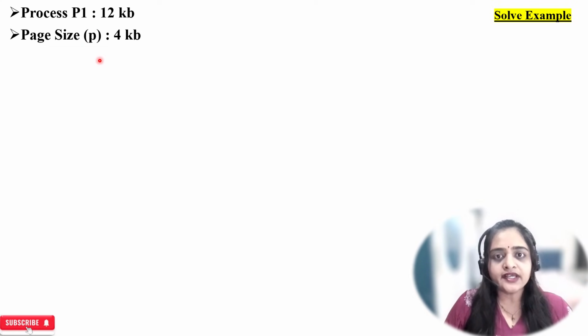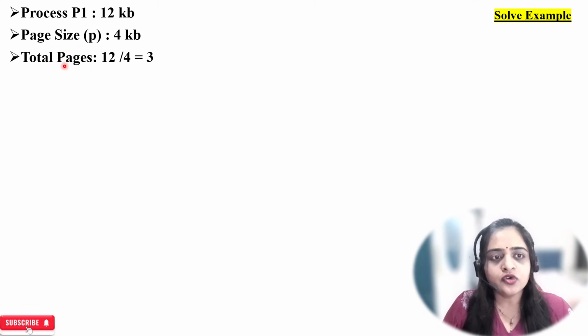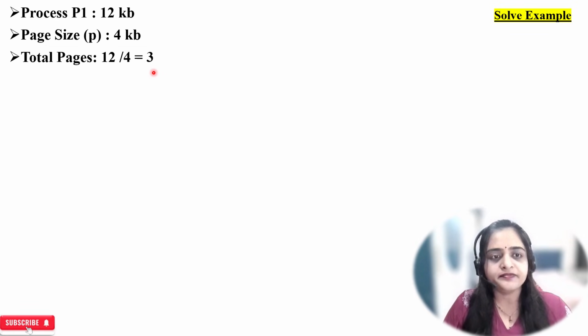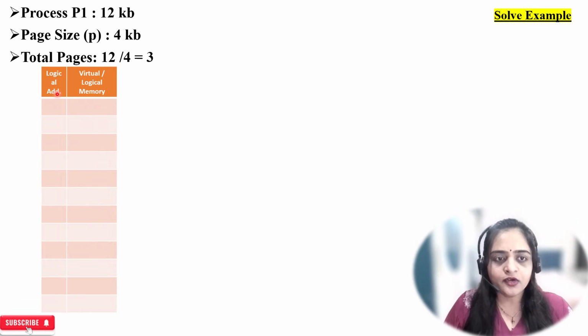Now you have to calculate how many pages have been generated in logical memory. The formula is total pages equal to P1 memory, that is 12 KB, divided by page size. So 12 divided by 4 equals 3, which means the CPU generated a total of 3 pages in the logical memory of your system. See here. Assume that this is the logical memory.